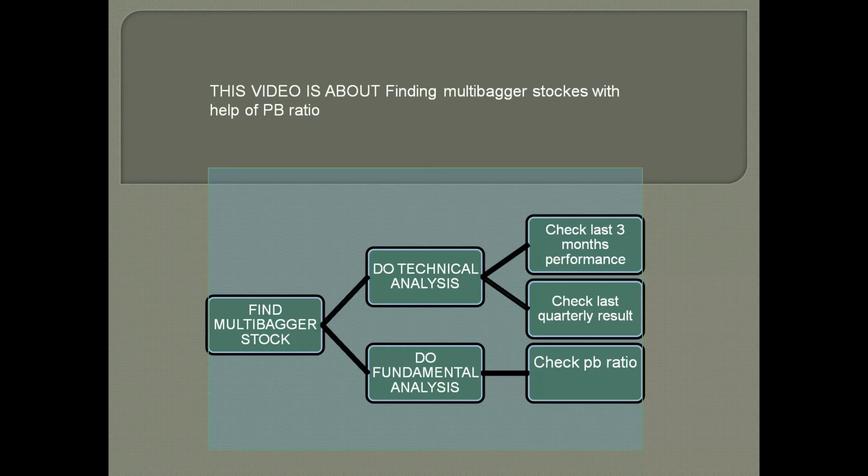For that, you can check the last 3 months' performance of a stock, and you can also check the quarterly results, because quarterly results are reflected in the stock market and its price. For example, if quarter-to-quarter results are going bad, then even good stocks can slide down, and vice versa. If quarterly results are good, then bad stocks can also outperform. PB ratio comes under fundamental analysis.